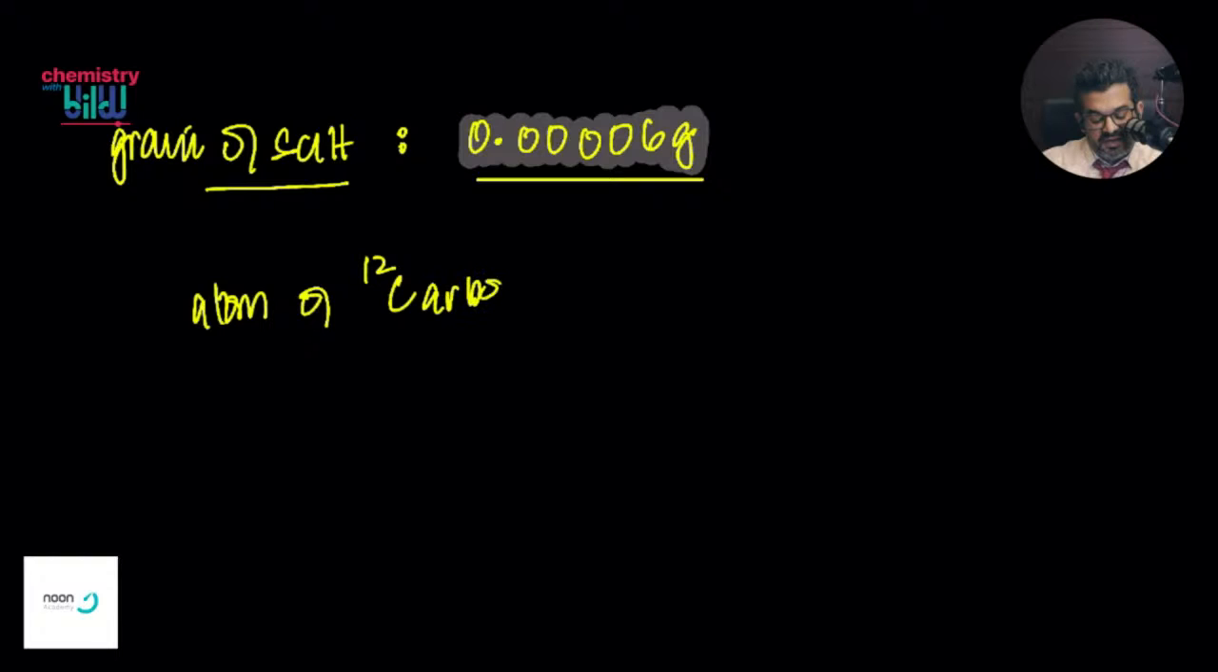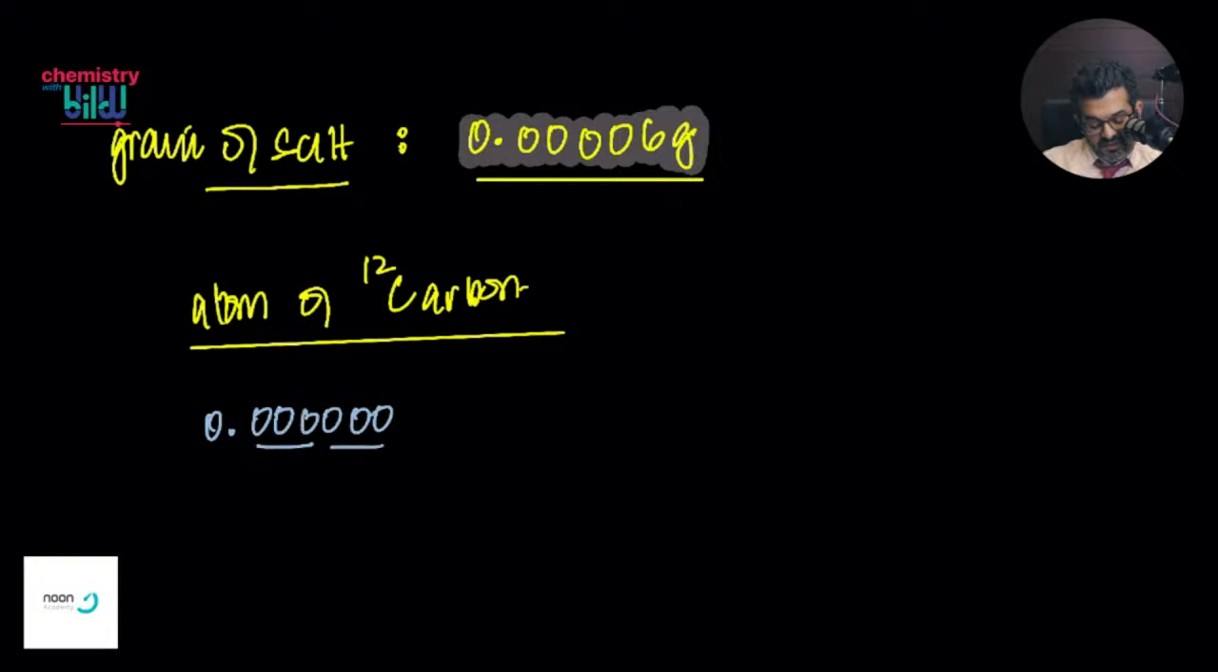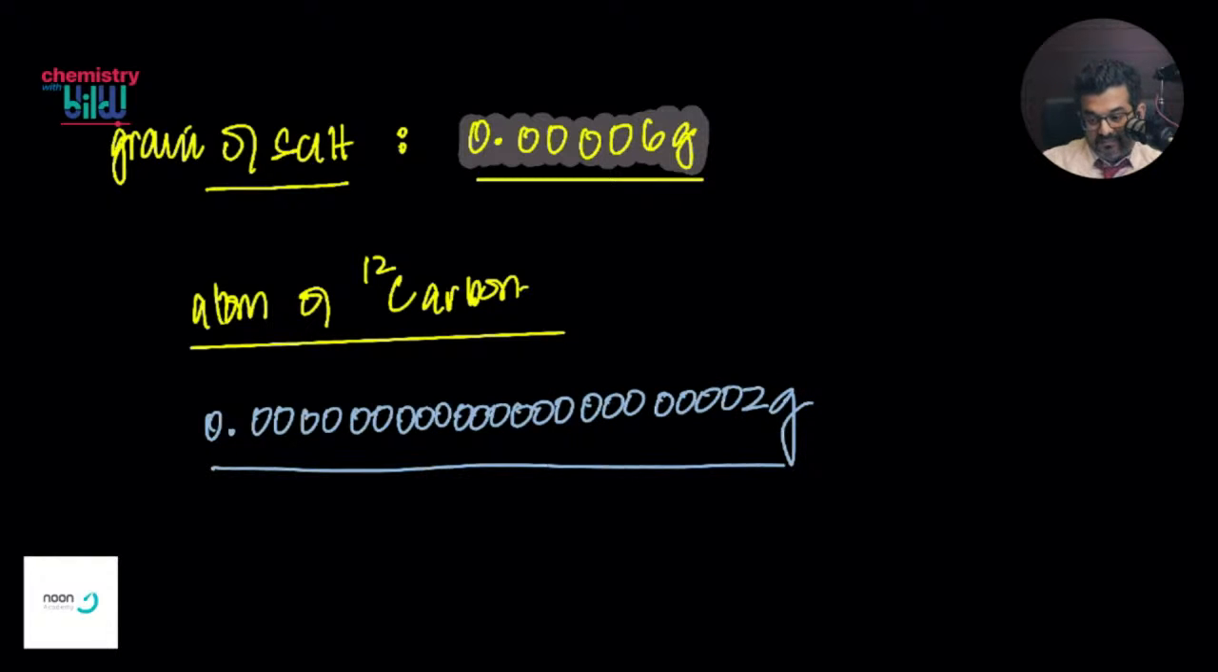In a lot of definitions for relative mass, that element is spoken about like it's the standard for things, right? Now, you know how small the mass of an atom of carbon is? It's 0.00000, that's like 3, 6, 9, 12, 15, 18, 21, 22, 23 zeros.